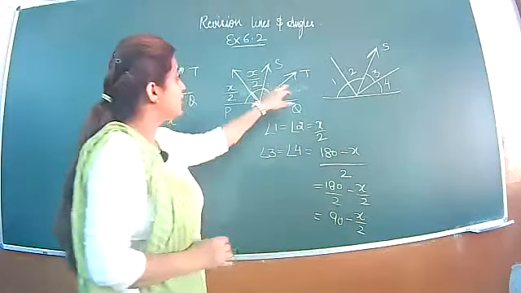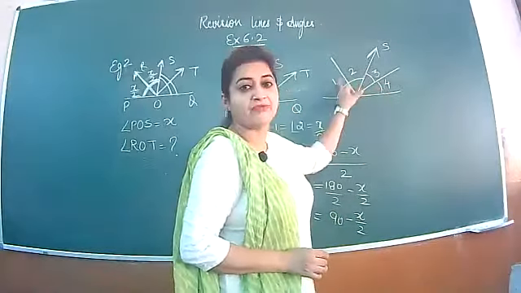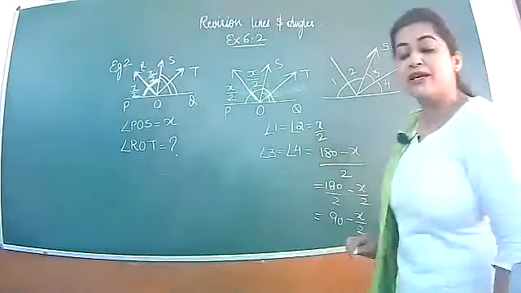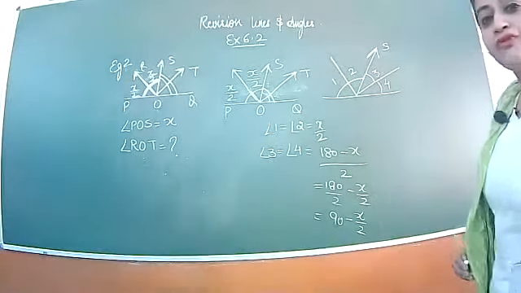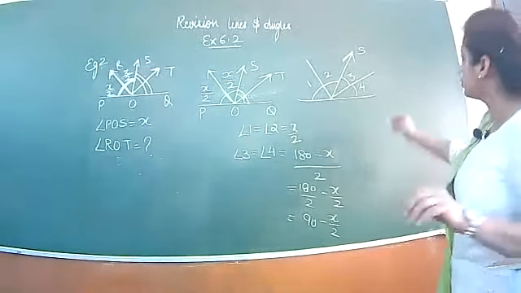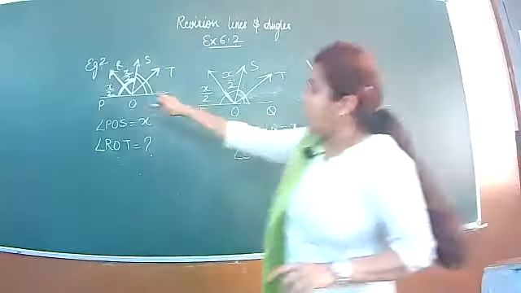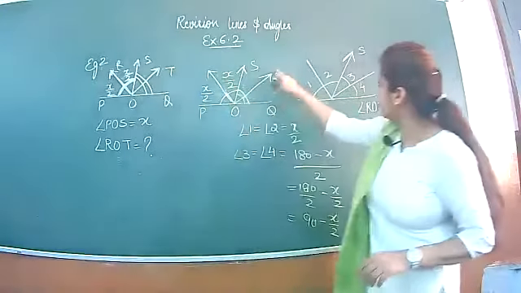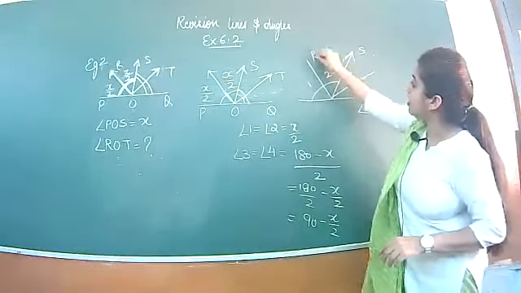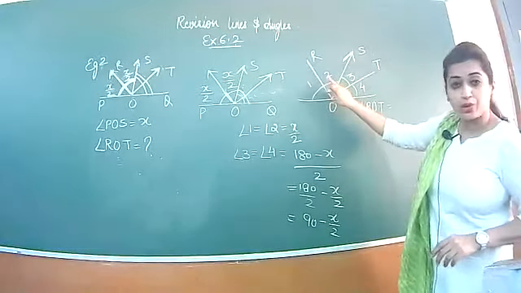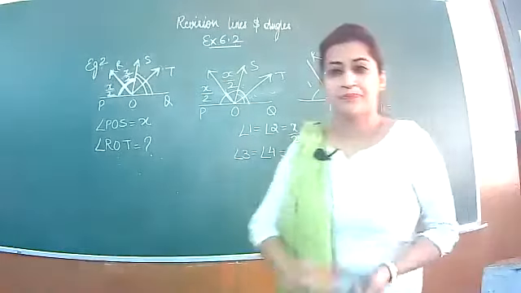So you have angles 3 and 4, and 1 and 2 as well. Now what do you have to do? You have to find angle ROT. What is ROT? This is R, this is T, this is O. So you have to find 2 plus 3.